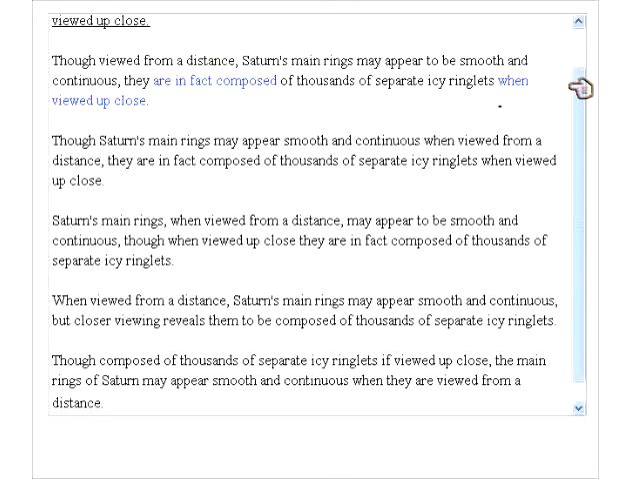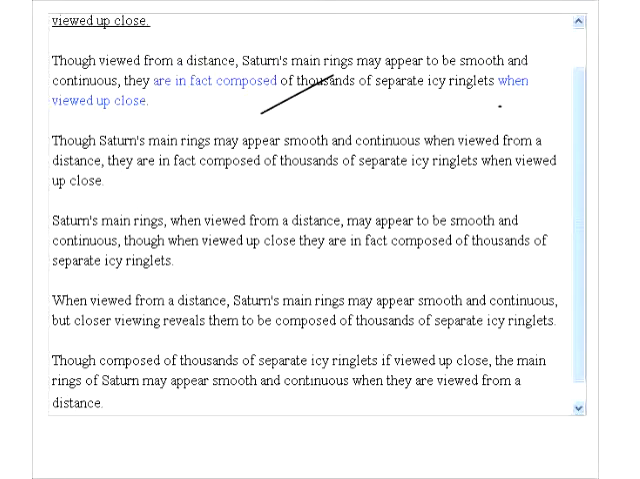Let's look at what A says. Is it true that they are composed of thousands of separate icy ringlets when viewed up close? Everybody give me a smiley or a frowny if you think that can be true, that they are composed of thousands of ringlets when viewed up close. Cool, so a lot of people aren't voting, but everyone who's voting is voting correctly. This does not make sense. They're always composed of thousands of separate icy ringlets, right? They're not only composed of it when they're viewed up close.